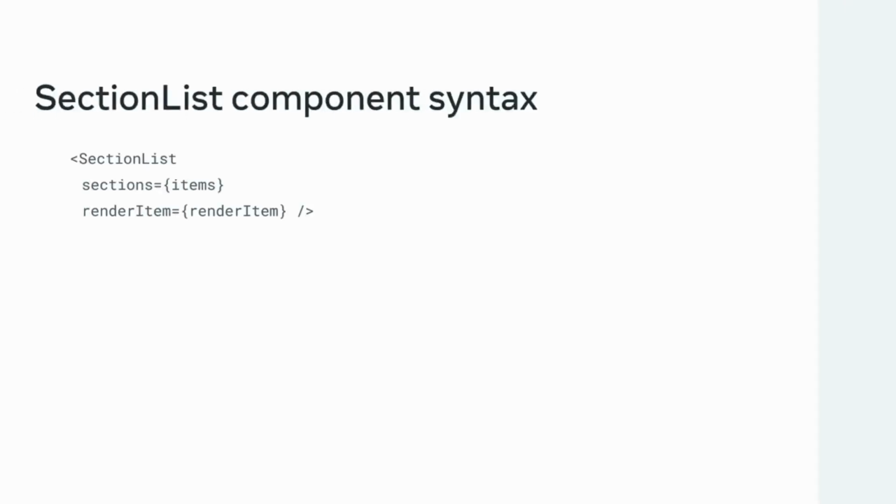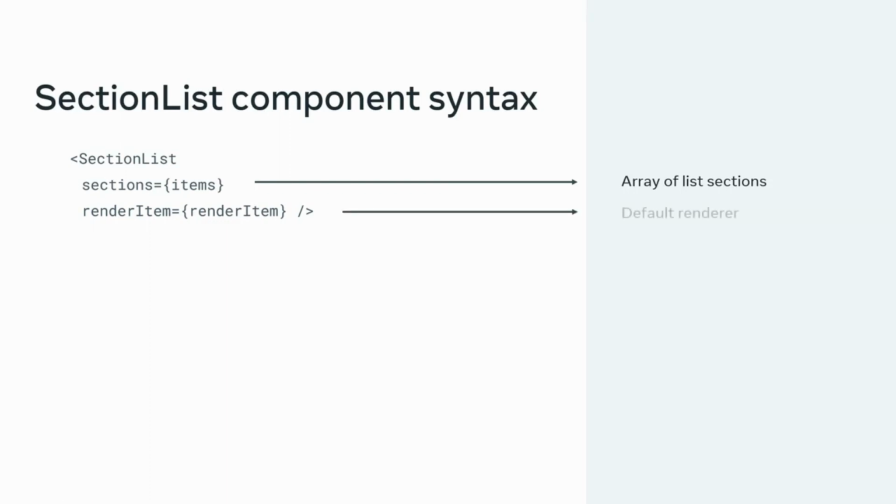Now, let's examine the syntax for the SectionList component that you'll use in your app. Notice that the two required props this time are sections and renderItem. Sections refer to the array of available sections and contains the actual data to render. It is comparable to the data prop in the FlatList component. renderItem is a method which acts as the default renderer for every item in each section.